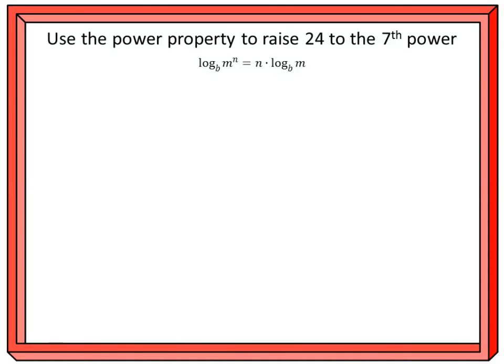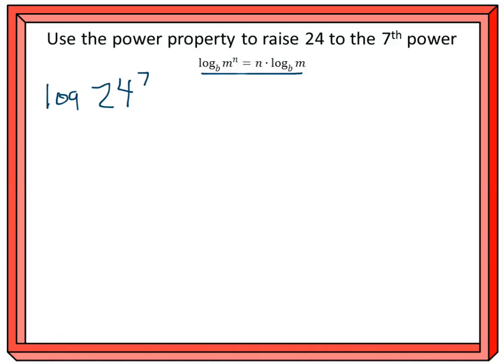Alright, so here is our final John Napier problem. We are going to use the power property to raise 24 to the 7th power. So I'm going to start by just writing that down, 24 to the 7th power. Could you imagine doing that by hand? 24 times 24 times 24 times 24 times blah, blah, blah. It'd be a pain. So this will make our life a lot easier.